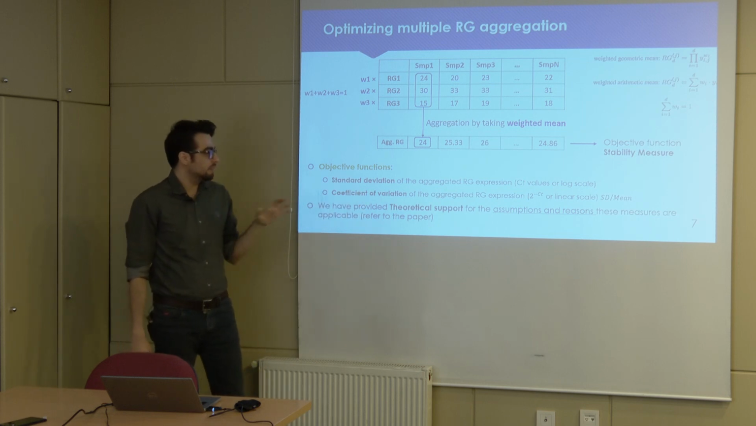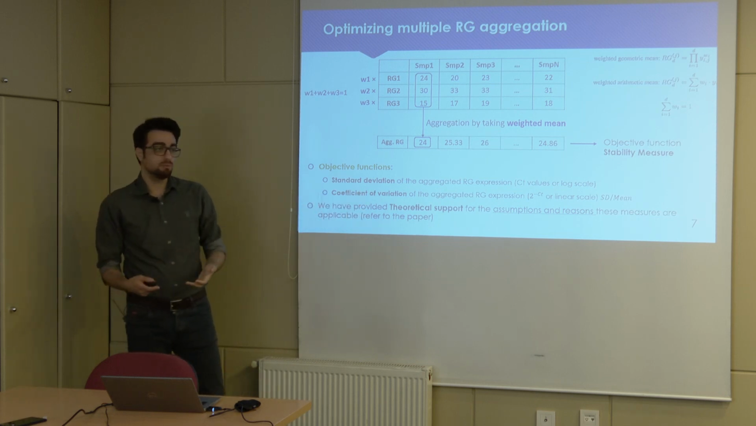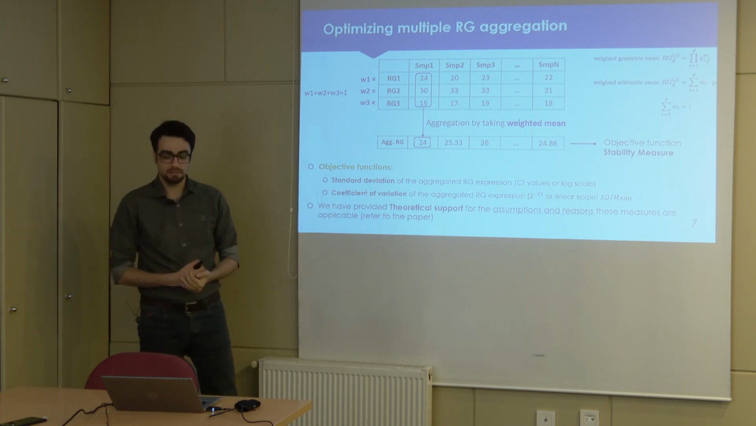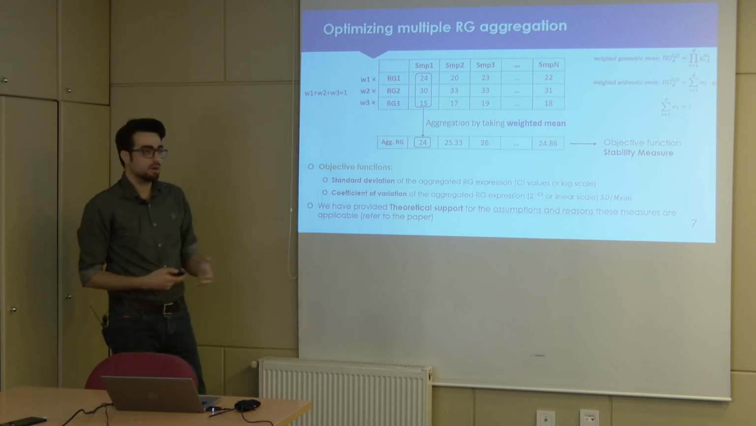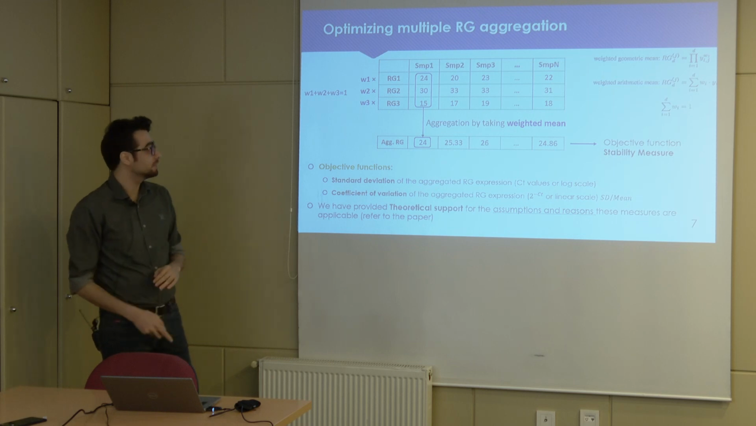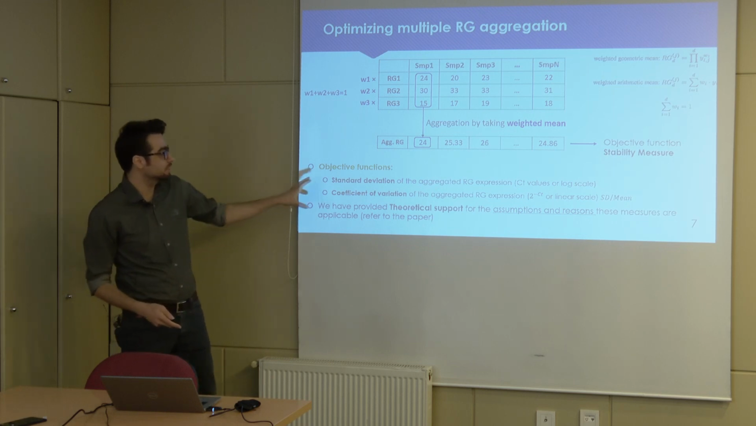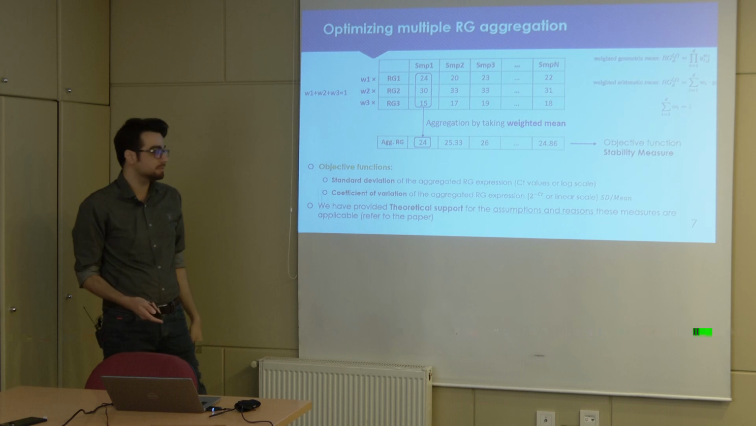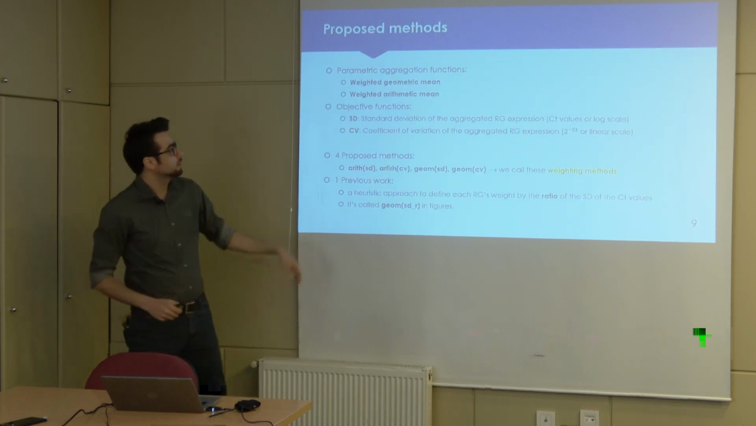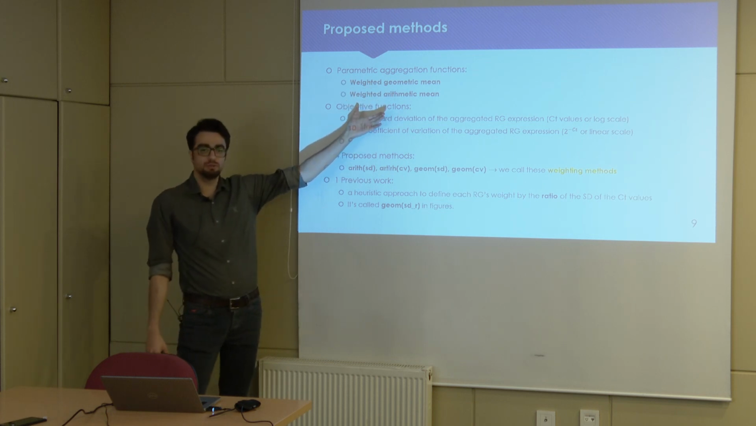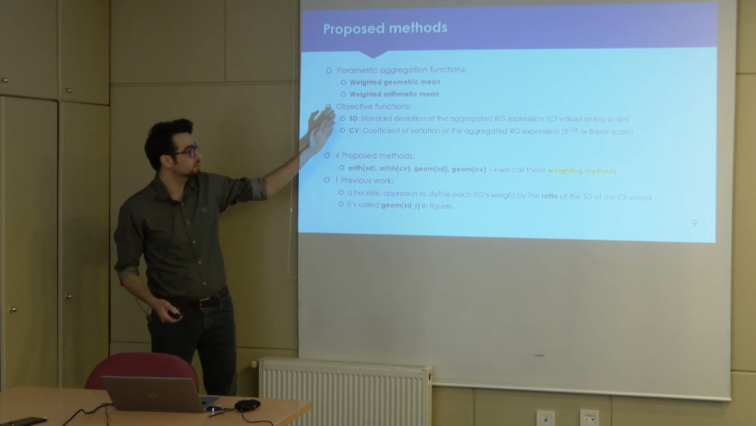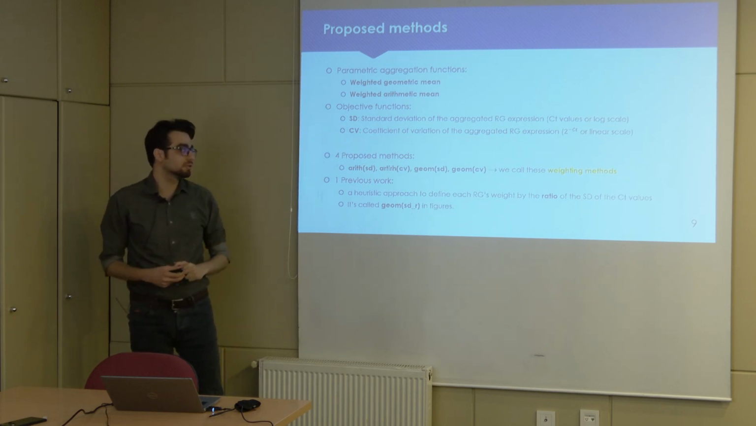We have also provided some theoretical support of why these 2 methods are good, the assumptions behind them, and also the reasons they are optimal for this problem. But for time management, I'm not going through that. So these are our objective functions to be optimized. We have our two aggregation functions and our objective functions, standard deviation and coefficient of variation.